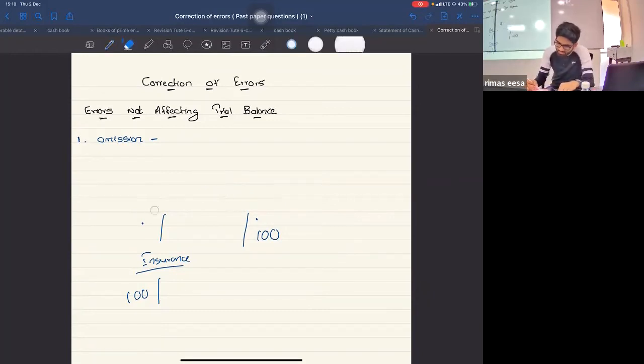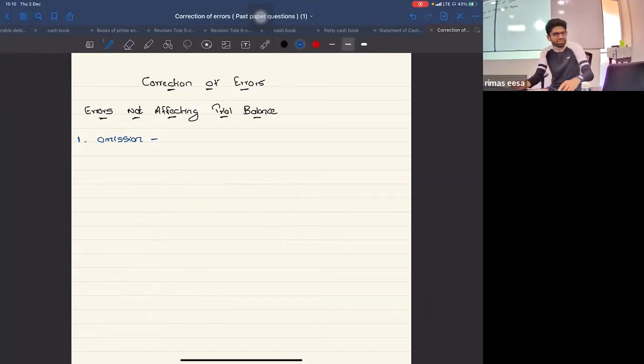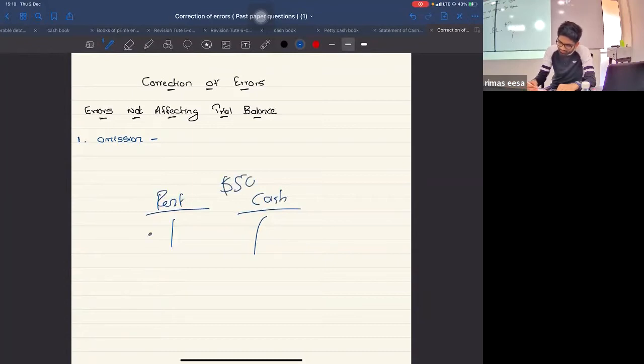Now, what do you mean by omission? You need to understand the meaning of omission. All these things will be tested in the past paper. Omission is, imagine you are paying for rent by cash, let's say $50 this time. You have to debit rent, credit cash account. Omission means you don't enter anything. No debit entry, no credit entry. Have I entered anything? No. If I don't enter anything, that is what you mean by omission.